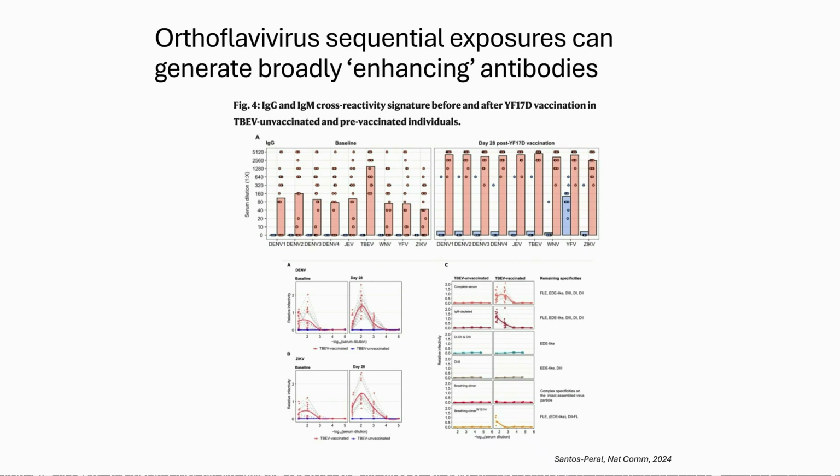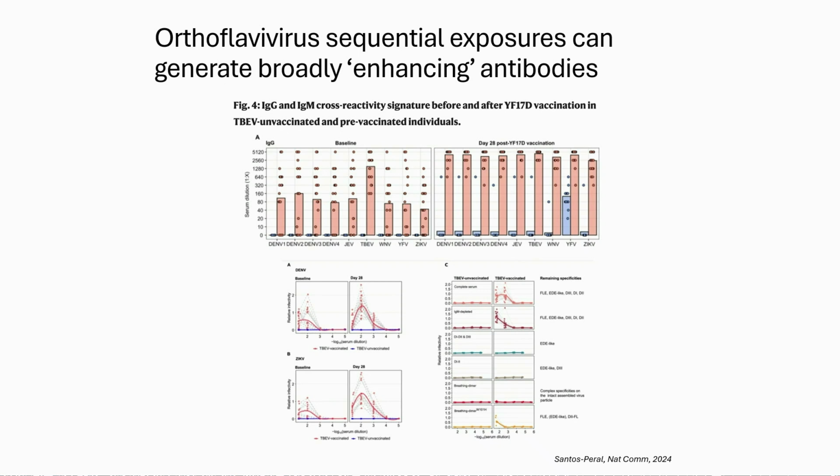Looking at how this may play out with non-dengue flaviviruses, is it a similar thing where fusion loop envelope may be cross-reactive in driving enhancement? Here we're looking at sequential exposure to individuals who were exposed to tick-borne encephalitis vaccine and were subsequently vaccinated with the yellow fever 17D vaccine. So slightly different model, but what does this mean for dengue potentially?